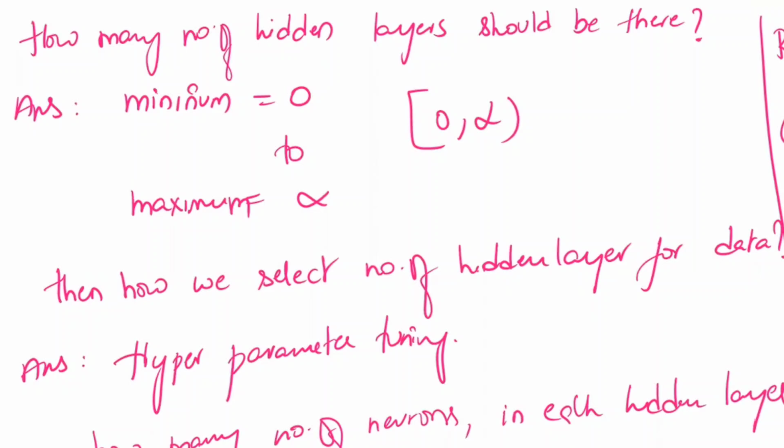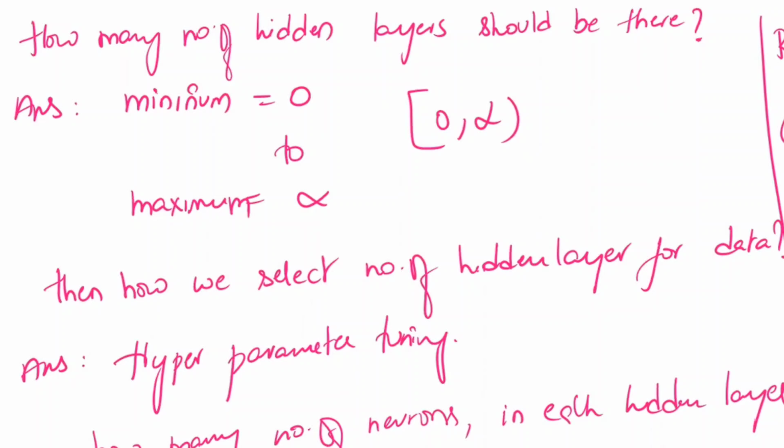For input, everything is applicable. For output also, everything is applicable. Many things are applicable. But for the hidden layers, nothing is applicable. None of them is applicable. Everything is hyperparameter tuning.